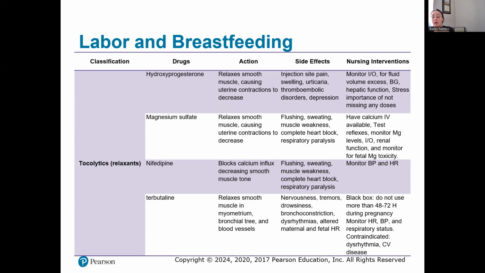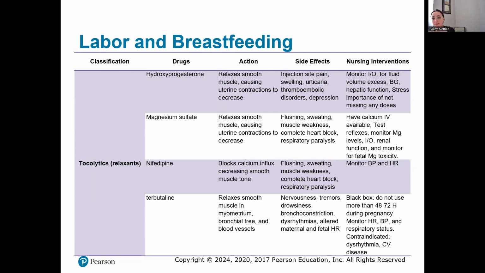So you need to have calcium gluconate available. If you know someone's going into magnesium toxicity, you need to give them calcium gluconate. So this prevents the cardiac side effects, the cardiac toxicity that goes along with magnesium toxicity. So it's super important to have it available, and give it if needed.